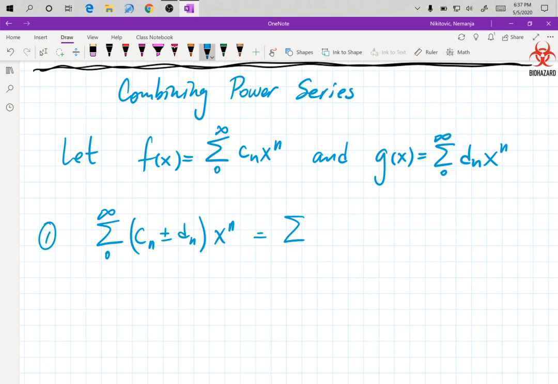So this is the same as if you actually had these two split up, each one of them having their own summation. So you can combine them into one, as long as they are starting with the same value, as long as their x to the n has the same power. So you have to do that shifting and dancing around. And that converges to f plus or minus g. So that's the standard sum and difference, right.